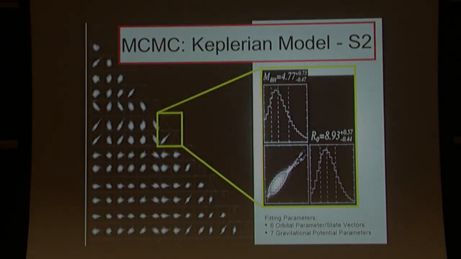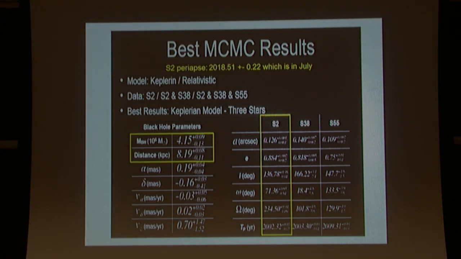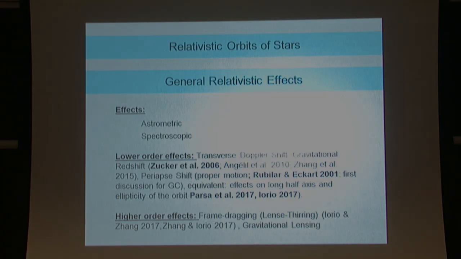Then we did MCMC model fits, both relativistically and non-relativistically, and came up with estimates of the mass and radius. And those numbers that we get here are consistent with what everybody else gets as well. So we're not too bad. The S2 pericenter question we addressed as well. We find middle of the year, and that's how it goes.